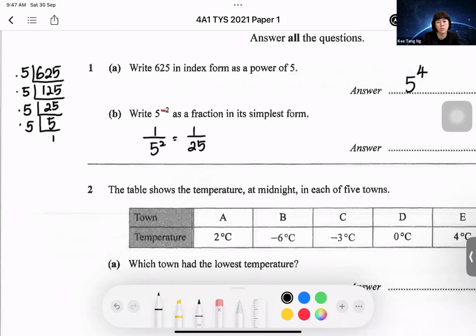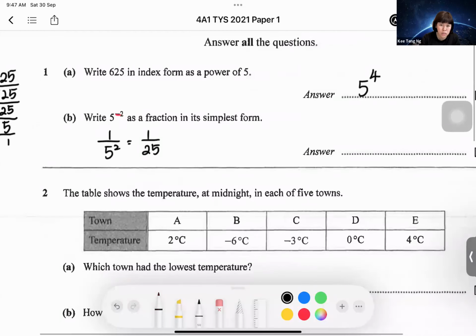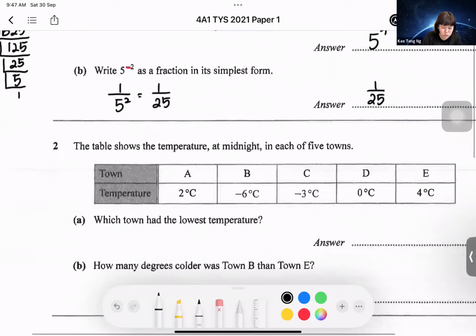For this kind of question, try not to write the number in decimal place. It's easier to put it in exact value, the fraction form. So I'll prefer to write everything in fraction. Okay. Next question, question number 2.